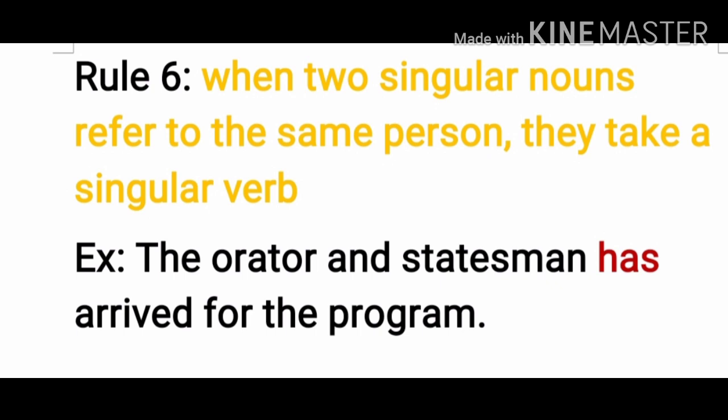The orator and statesman has arrived for the program. So the orator and statesman refer to the same person. The person we are talking about is an orator, and he is also a statesman. So he has arrived for the program. We are using a singular verb because both these qualities refer to a single person.